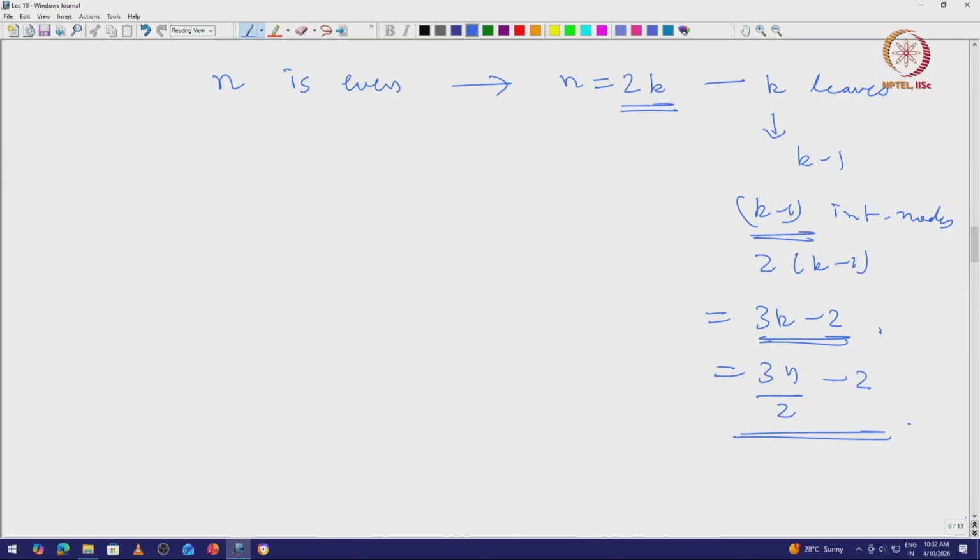When n is odd, we have already seen the complexity is 3n by 2 minus 2, just the next number. You take the same 3n by 2, but take the ceil and you will get that expression. Okay? Anyway, the net reduction is n by 2, whether n is even or n is odd. When n is odd, the complexity will be 3n by 2, you take ceil, minus 2.